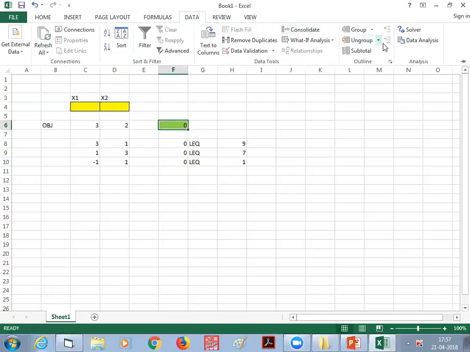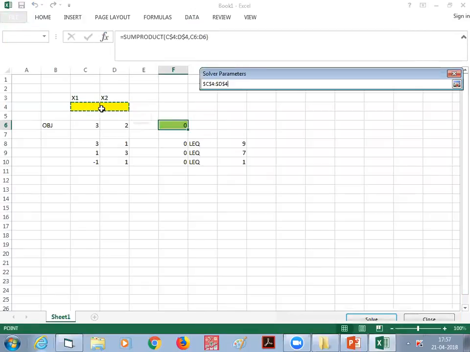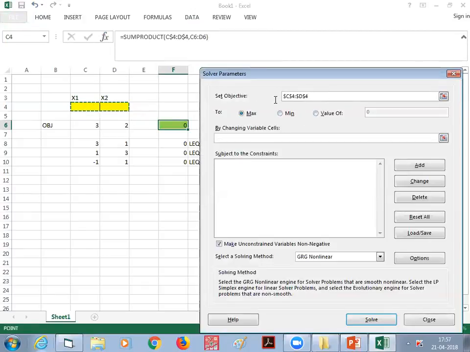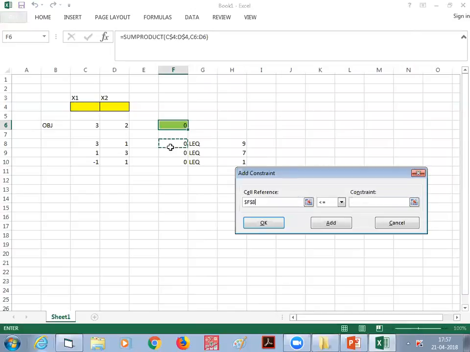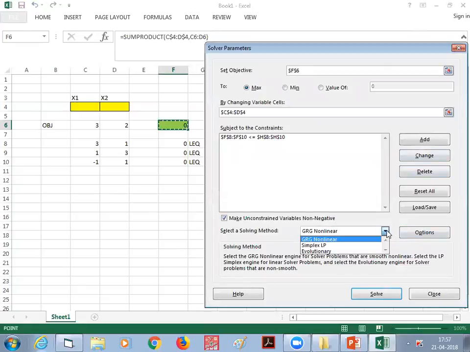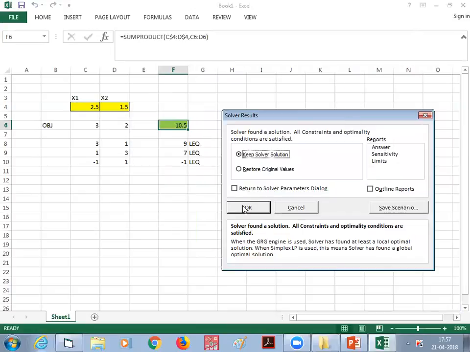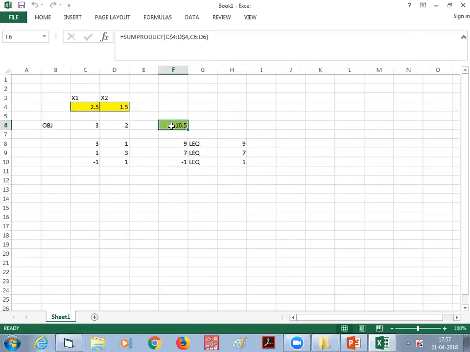Okay. So go to solver. We are maximizing that. Oh, sorry. This is the objective. These are the variables. And just put these less than or equal to these. Okay, so when we solve, okay, so this is our LP relaxation. Okay, so we get the same solution.